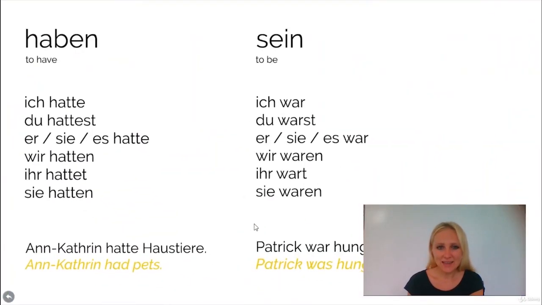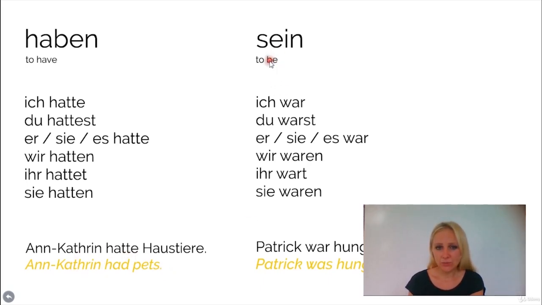Then in the next slide, here are two verbs that we use very often when we speak. If we talk about the past, we use these two verbs very often in their Präteritum form. So for example, haben, which is to have, it's irregular. It is ich hatte, du hattest, sie es hatte, wir hatten, ihr hattet, und sie hatten. Okay, so here an example. Ann-Kathrin hatte Haustiere. Ann-Kathrin had pets. Okay, she had them. It's not like that anymore. It's over. So here we use Präteritum.